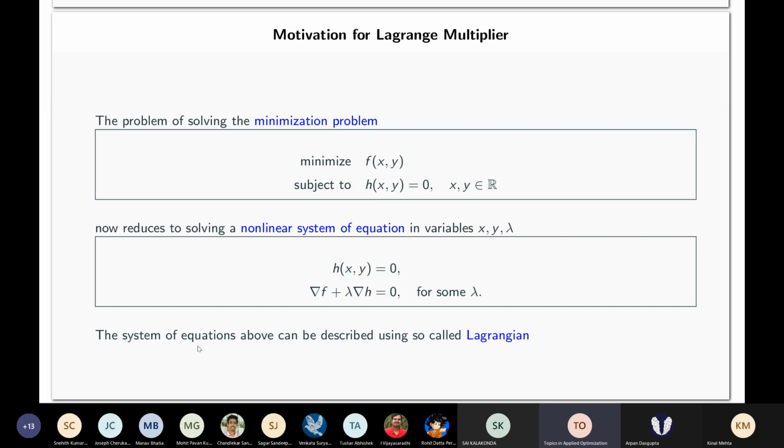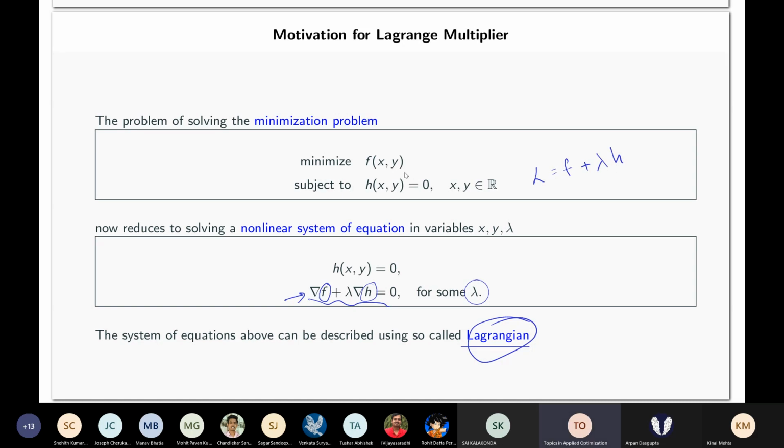So the system of above equations can be described by using the so-called Lagrangian. This is the parameter lambda, and this condition. Lagrangian will be defined separately. Actually, if you see this constraint, there is an f involved, there is an h involved, and I have summed them and then taken a gradient, right? So I could have defined a function like this.